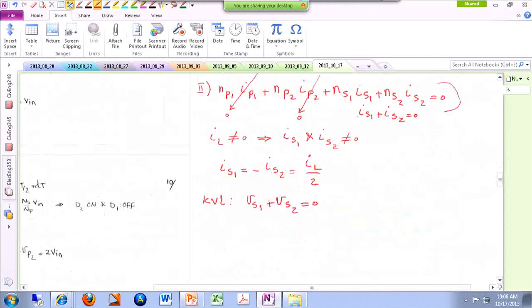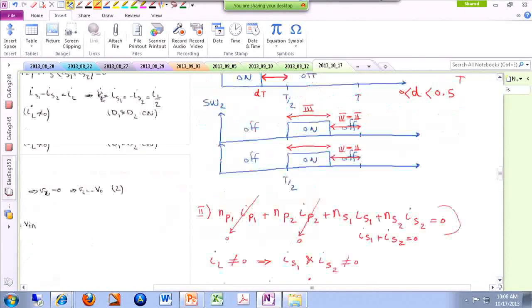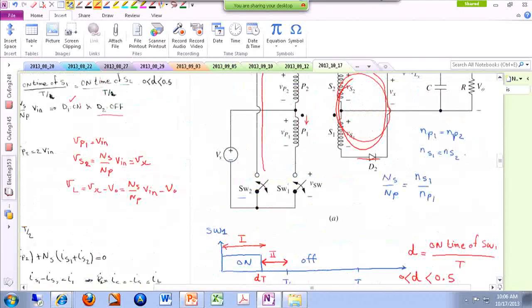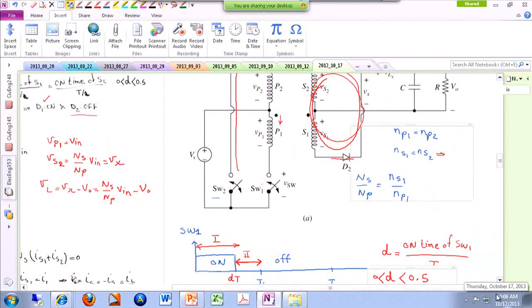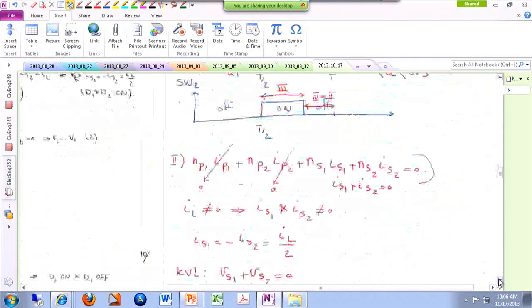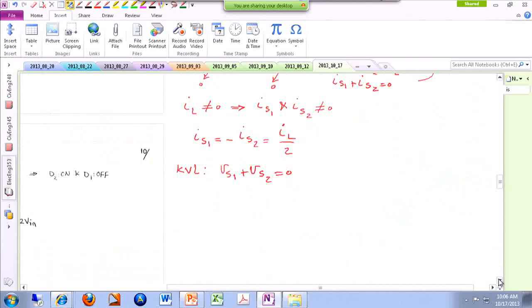The other equation that I have for any transformer is, remember, I assume the number of turns over here are the same. That means VS1 is always the same as VS2. So we have two signals, they are identical with each other, and if you add them with each other, it's 0. That means each one of them is 0. So looking at both of these gives you VS1, VS2 is 0.